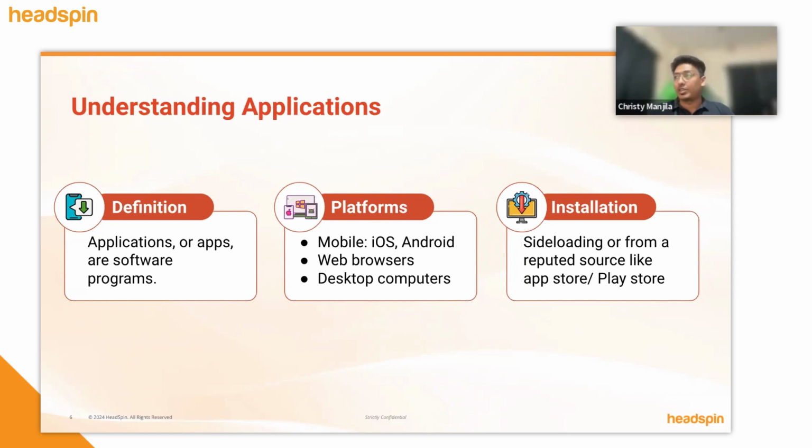to install the application. Now, installing the application, majorly there are two methods. One is sideloading it. So you can either get the file for that particular platform and get it installed directly on the device by uploading it to the storage of the device and then installing it, or you can download it directly from a reputed source. For Android, it could be the Android Play Store, and for iOS, it could be the App Store.